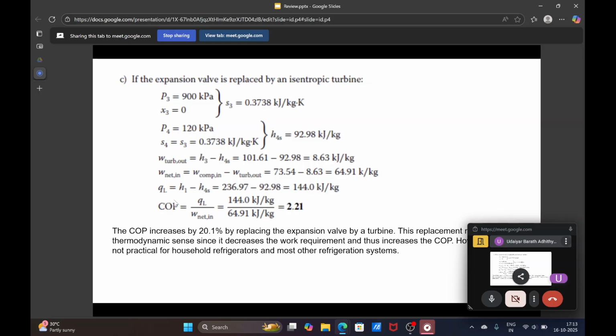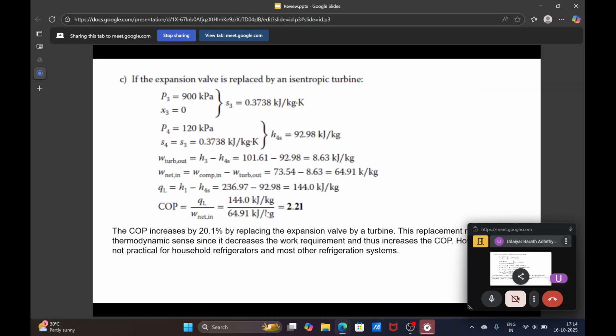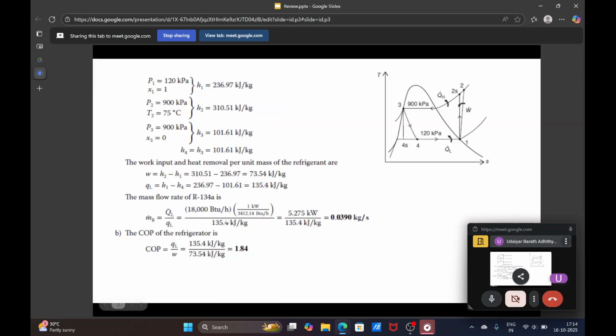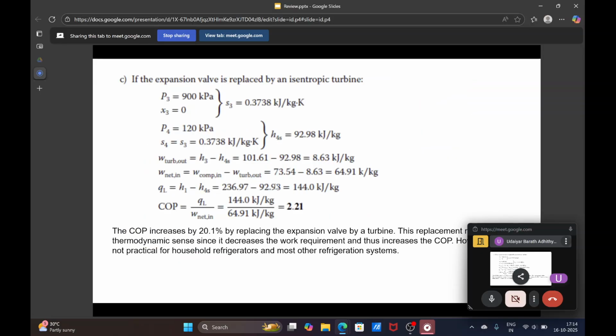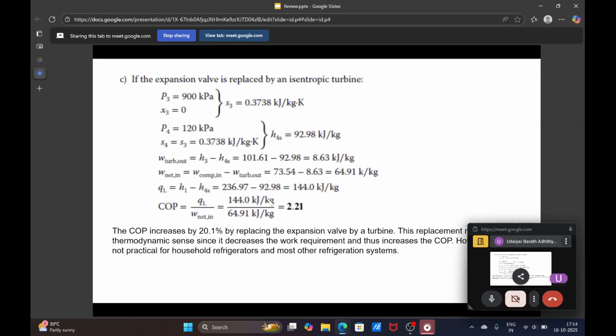And the cooling rate in this case, you will have a higher cooling rate because H4s is lower than H4. So you have a larger cooling rate, and in other words you have a lower mass flow rate requirement. So QL is H1 minus H4s, that gives you 144 kilojoule per kg. Here it was 135.4, which has increased to 144.